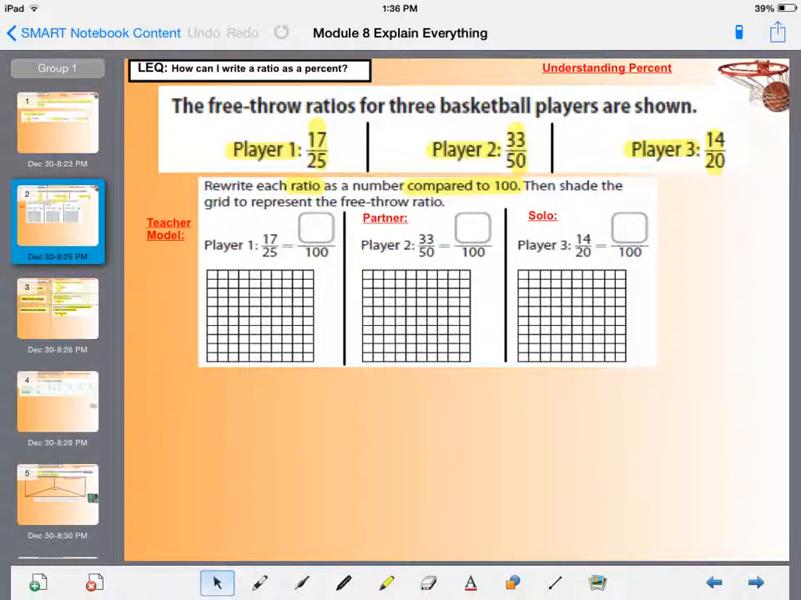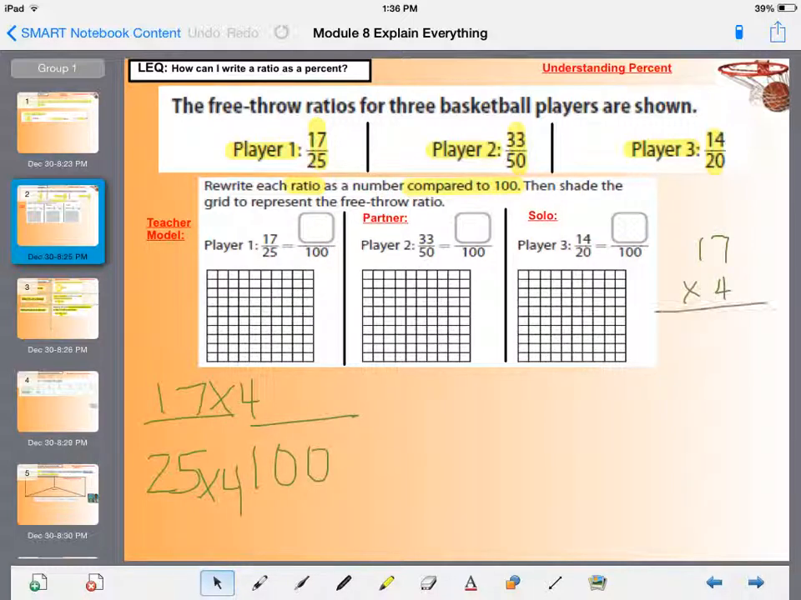In this slide, we are going to rewrite the ratios to show percents. So we're going to compare the ratios to 100, and we will determine the free throw average for these players. So player 1, his average is 17 out of 25, and if we wanted to find that as a percent, 17 to 25, again, percent is always out of 100. So to get from 25 to 100, we know we're getting bigger, so we multiply by 4. And what we do to the denominator, we must do to the numerator. And 17 times 4 is 68%.